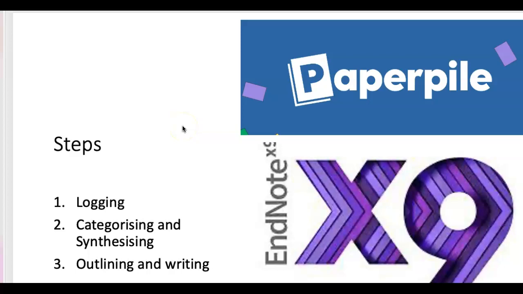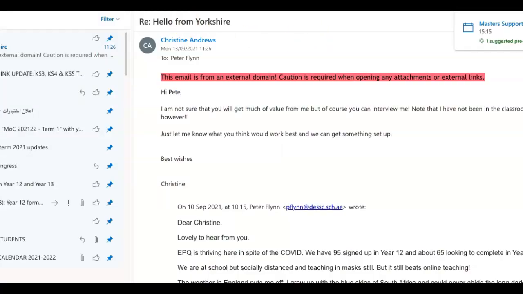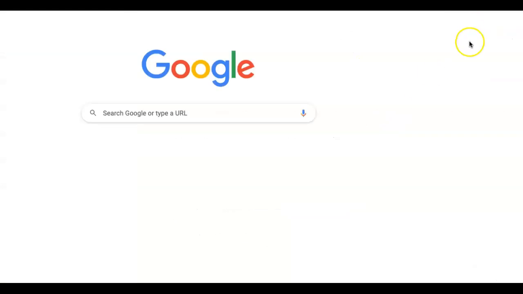Okay, so the steps that I would recommend that you do. First of all is logging. It's getting all the stuff together. Then it's going to be categorizing, and then it's going to be outlining what it's going to look like. So I very much recommend Paperpile.